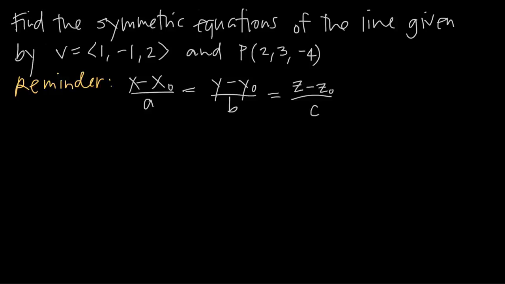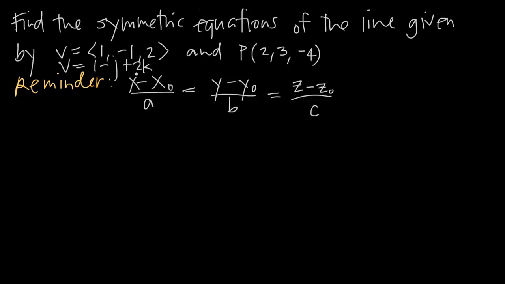In this video, we're going to be talking about how to find the symmetric equations of a line given by a vector with its direction numbers here when the line passes through the point P. So we've been given this vector with the direction numbers 1, -1, and 2. This is also the same as saying v is equal to 1i minus 1j plus 2k.